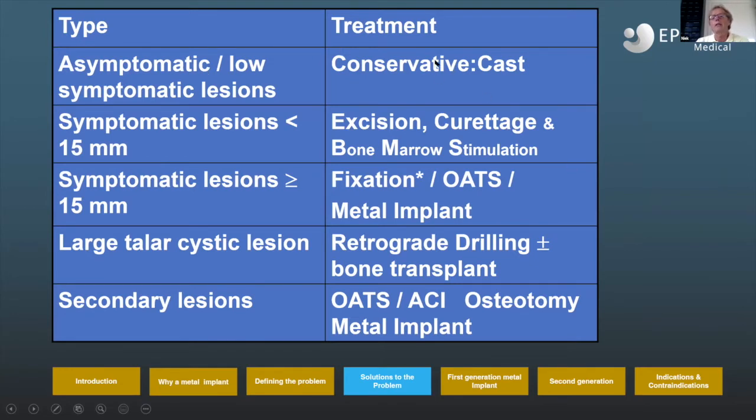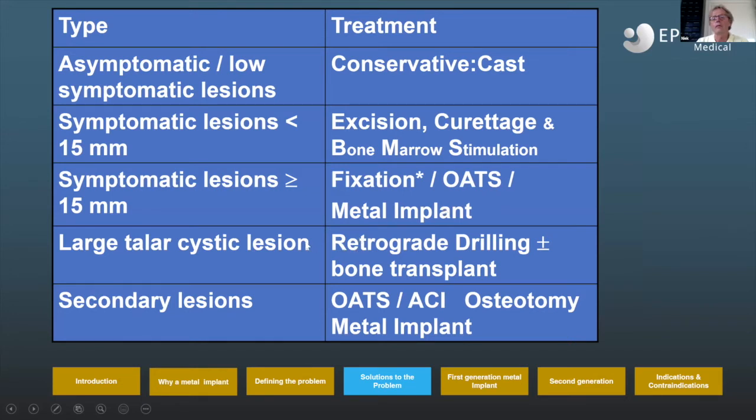So this is my treatment algorithm. Low symptomatic lesions, conservative. The symptomatic lesions, smaller than 15 millimeter, excision, curettage, bone marrow stimulation. Larger lesions, you can fix it. And oat and metal implant are the alternatives.